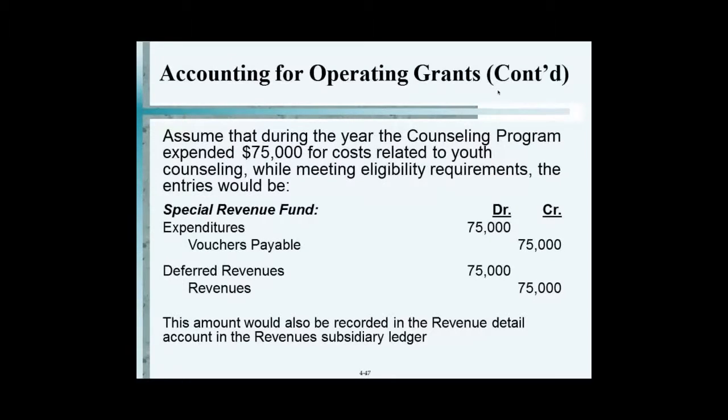And there's the example. They spend $75,000, but they also need to recognize the revenue. Do you see that? Two entries being made. One to recognize the expenditure and the other to recognize the revenue. Because deferred revenue shows up on the balance sheet.